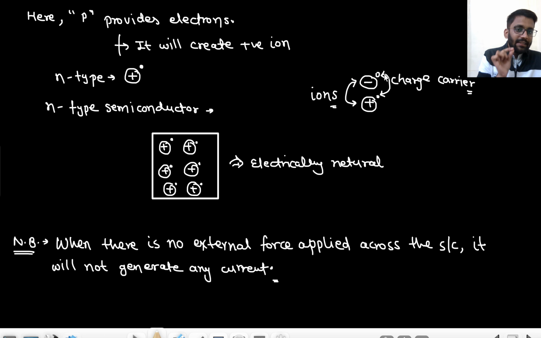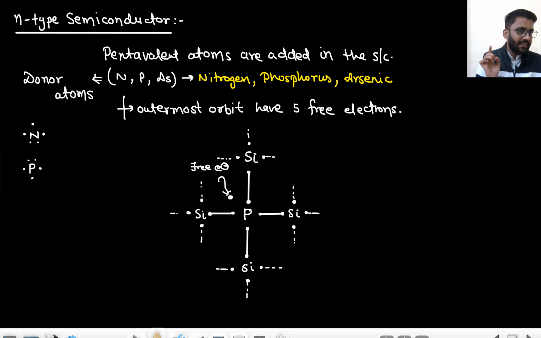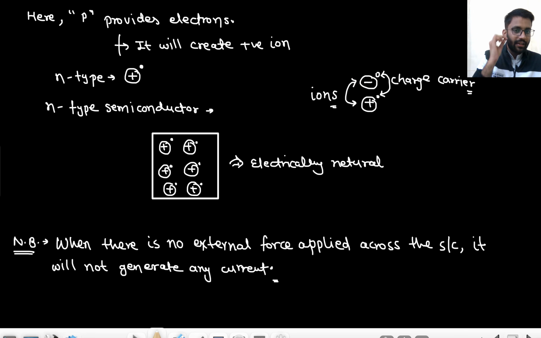So these are the ions and these are the charge carriers. In p-type semiconductor, what was the charge carrier? In p-type semiconductor, holes were the charge carrier. In n-type semiconductor, electrons are the charge carriers. Okay, and the ions are positive in n-type and negative in p-type. This is what you need to remember. Okay, and both are electrically neutral.